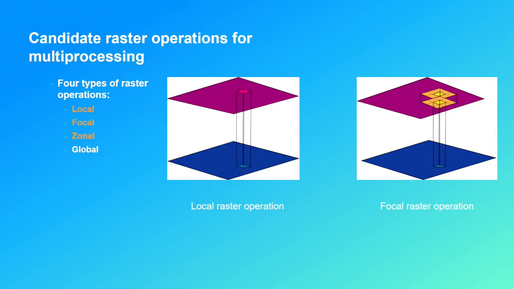And then finally, we have global operations, which we won't really discuss in the context of multiprocessing. These global operations are where the output value at a cell could potentially depend on the value of all the cells in the input raster. So it's a per raster operation.